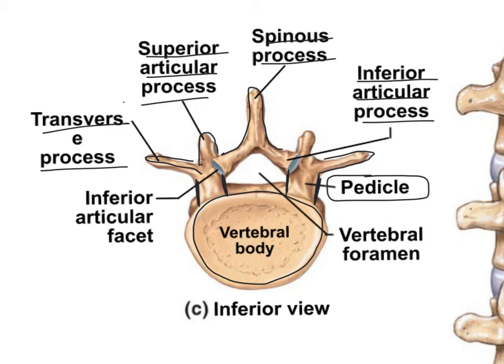If we look at the center, in between all of those, the vertebral body here, and we have the pedicle and the arch here, that's called the vertebral foramen. And that's where your spinal cord goes all the way down through the spine.